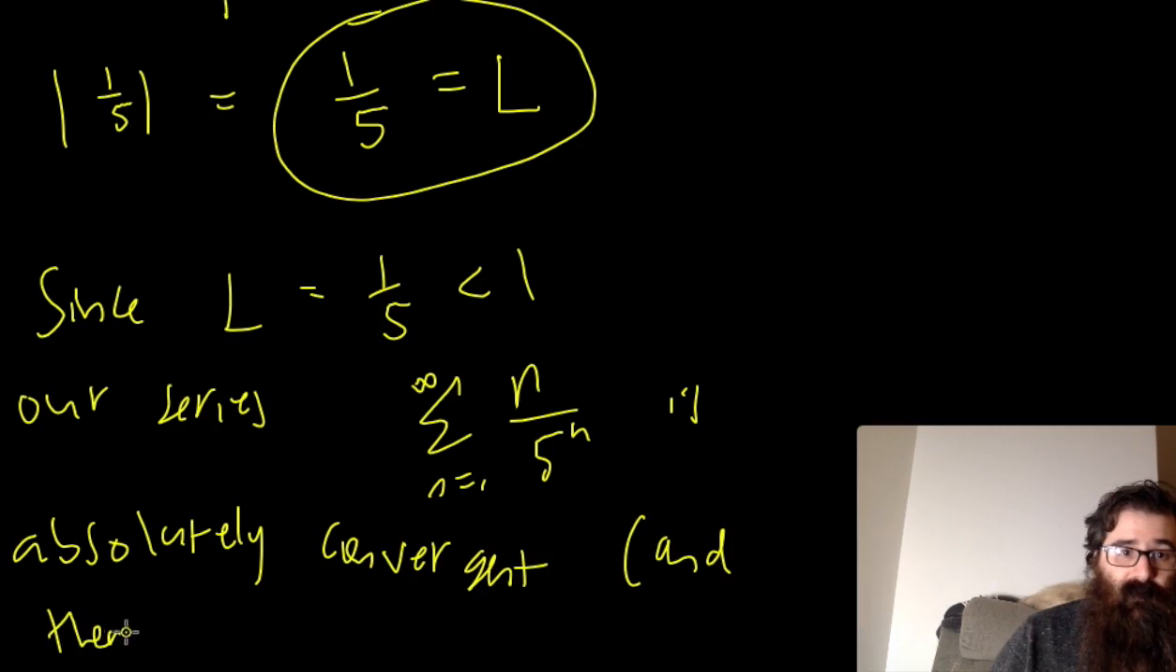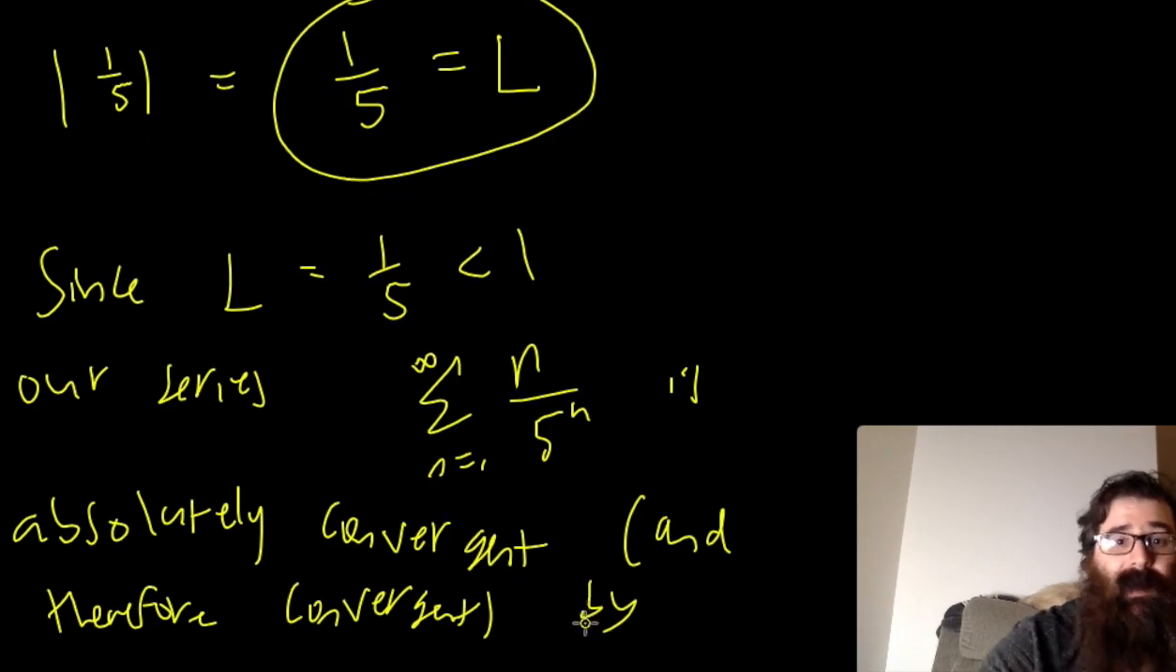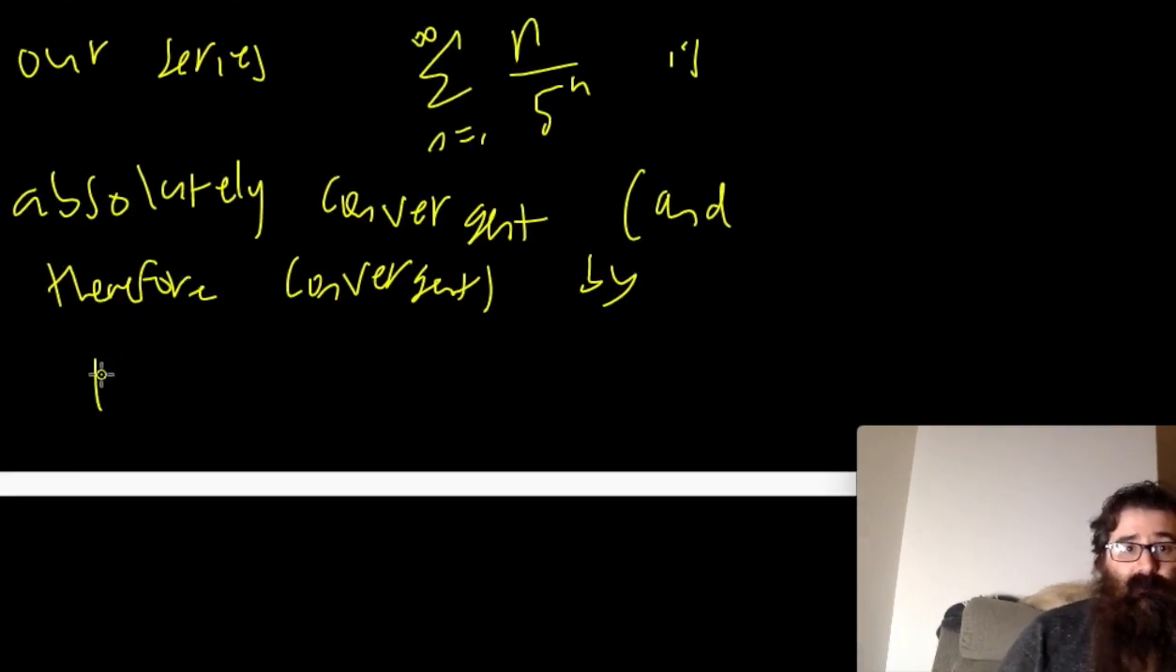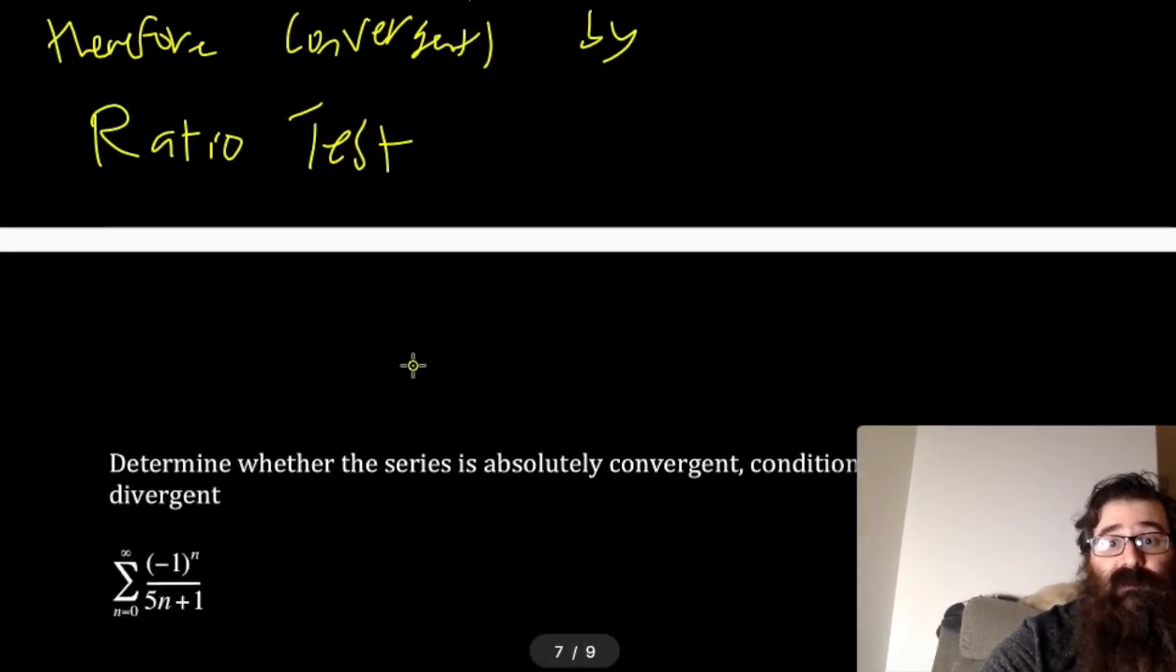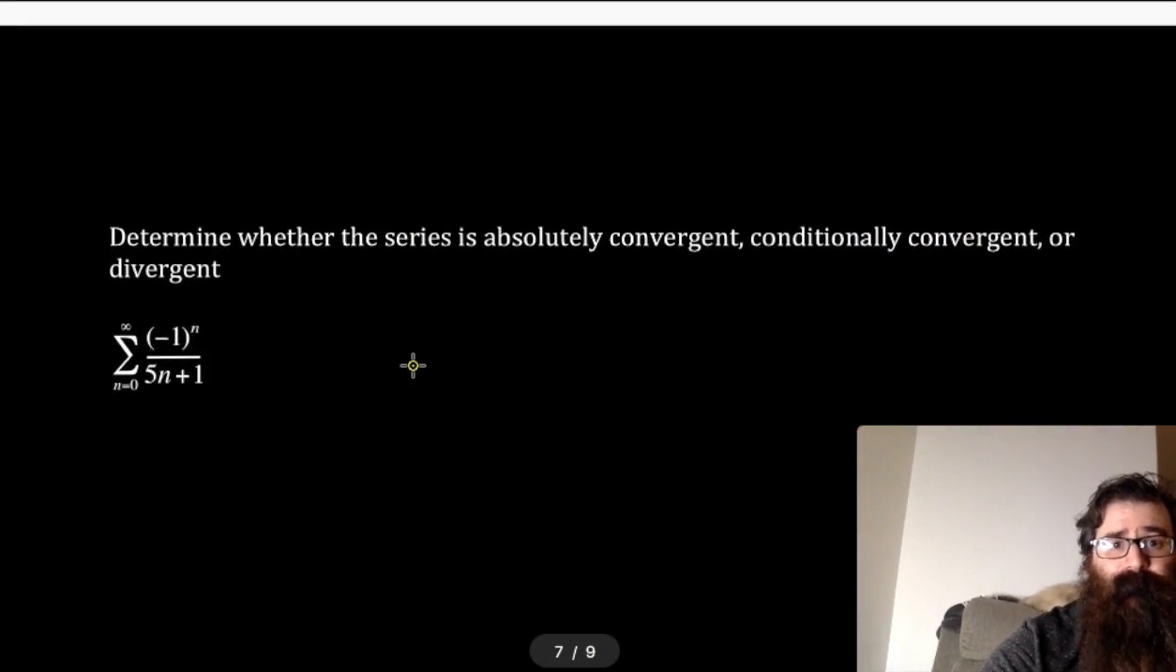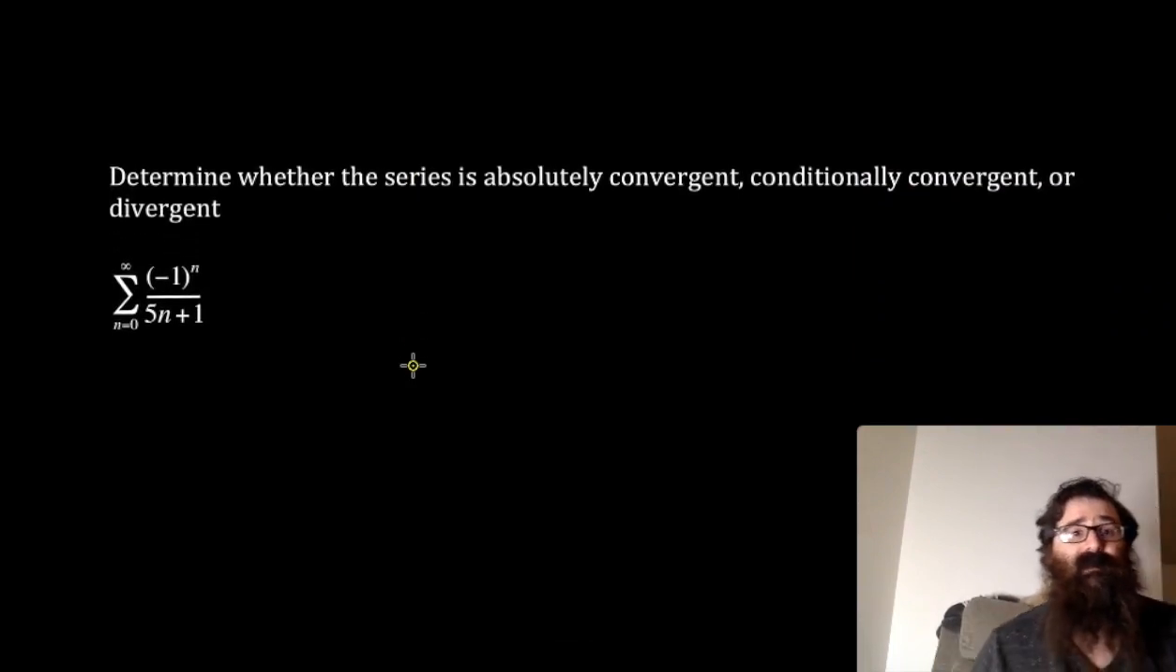And therefore convergent by the ratio test. I always want to mention the test that I'm using. So we have a convergent series by the ratio test. Let's take a look at this example here.